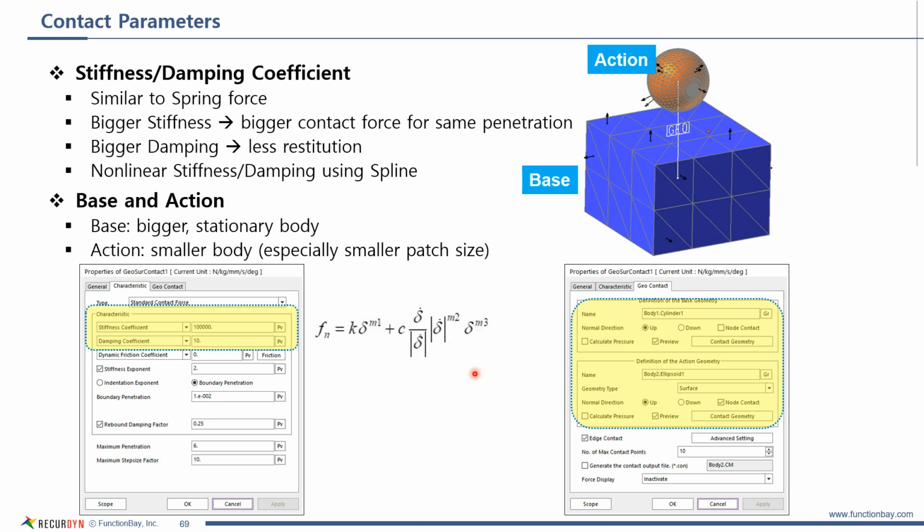Please note that contact also uses base and action. Usually set the bigger and relatively stationary body to base. Like this image, set the small body, the sphere, to the action body. Its patches are smaller than the box.